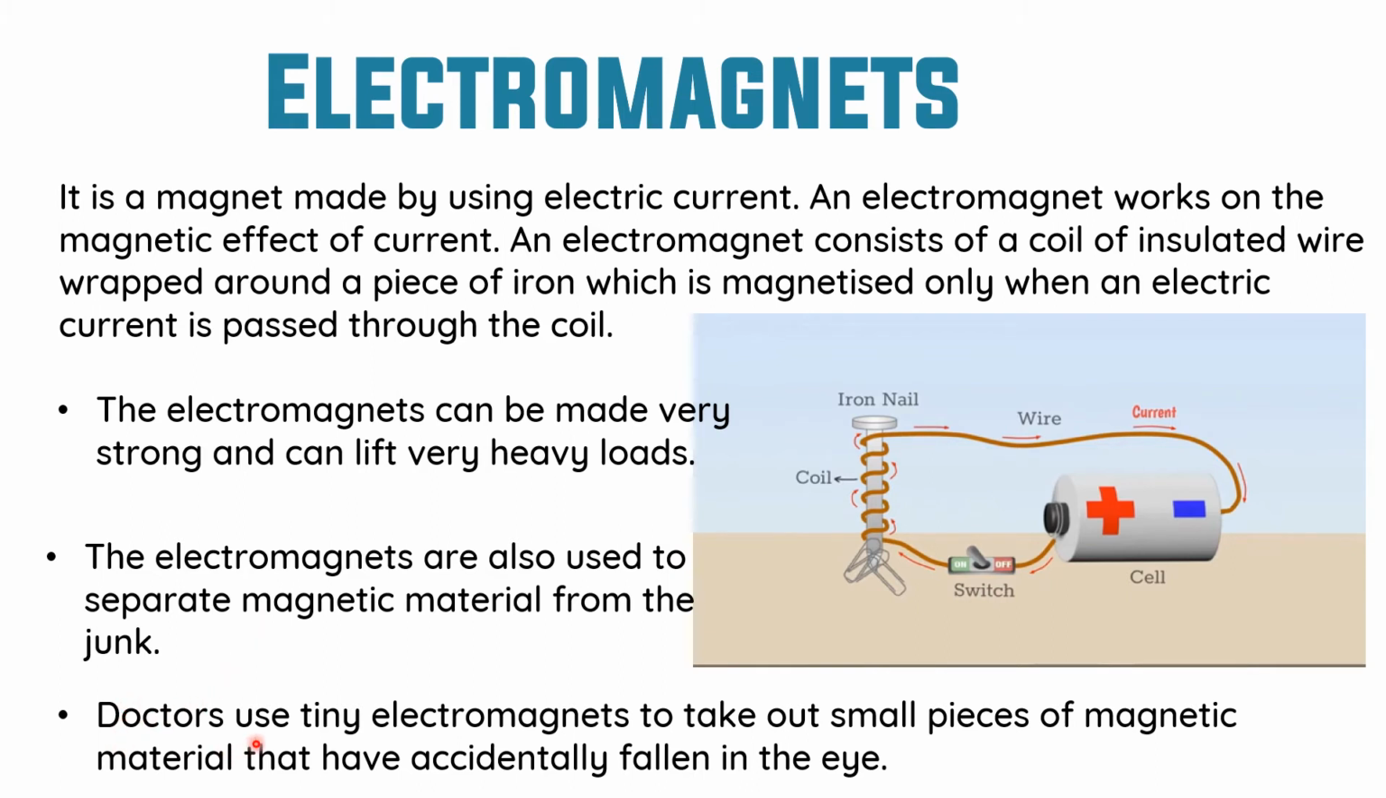Then next one, doctors use tiny electromagnets to take out small pieces of magnetic material that have accidentally fallen in the eye.